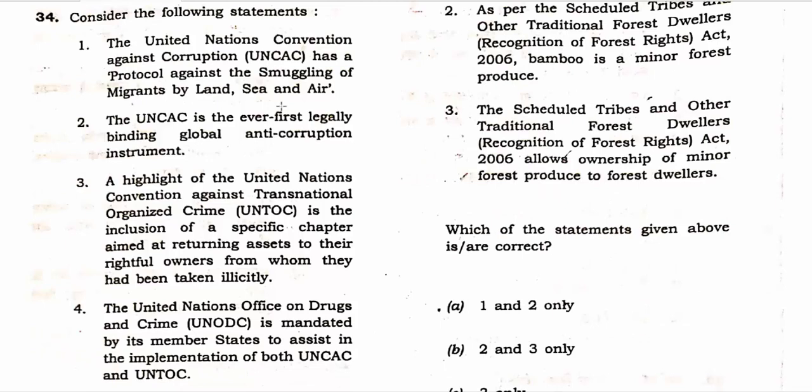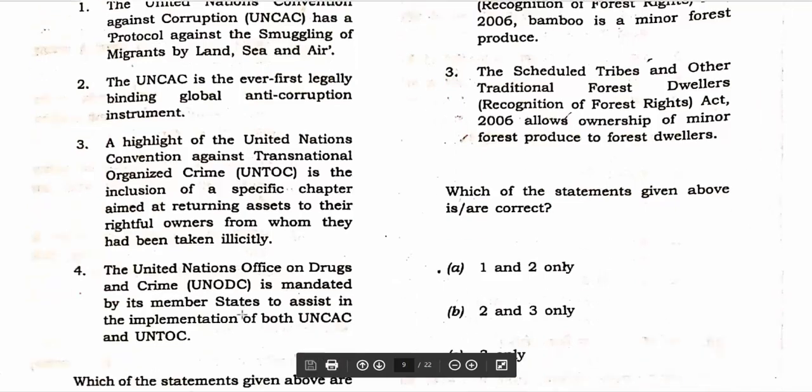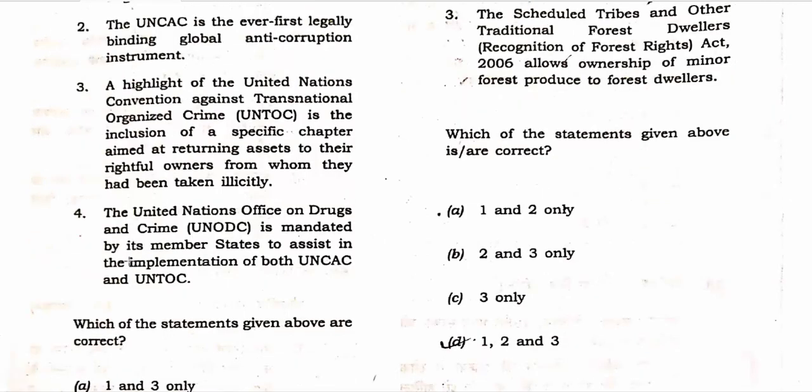Then for 34, consider the following statements. This is actually an interchange with respect to the conventions and their meaning. If you see the first one, the United Nations Convention Against Corruption has a protocol against the smuggling of migrants by land, sea and air. This can't be a part of it, because you have it in statement 3, the United Nations Convention Against Transnational Organized Crime. That is where the smuggling of migrants by land, sea and air comes in. So statements 1 and 3 got interchanged, and UNCAC is the first ever legally binding global anti-corruption instrument. This is correct, and your fourth statement is correct.